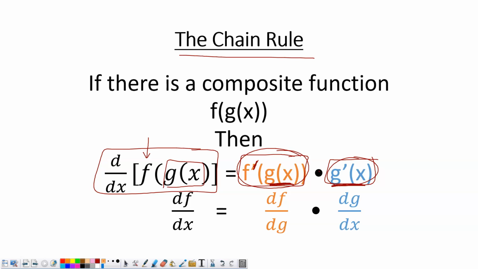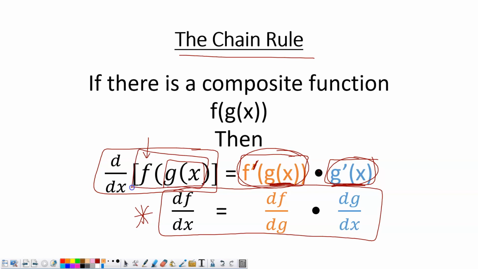So what we have here, I wrote it like this on purpose because there's another way you can write this. I don't use this a lot, but it comes in handy for people that do use it. But check this out. If I want to take the derivative of this composite function, it's f prime of g times g prime of x. So that means df over dg.